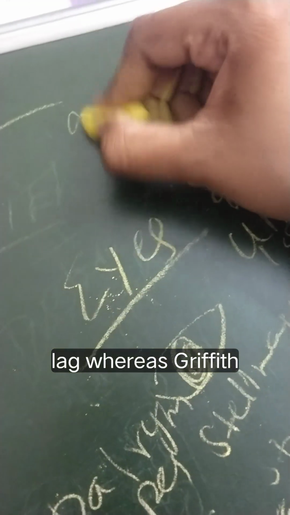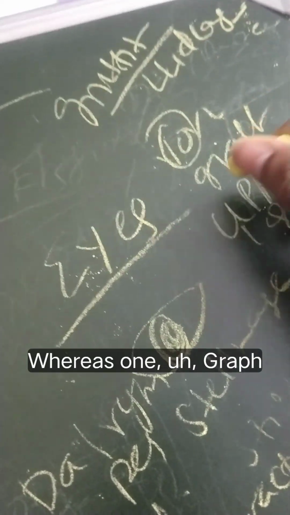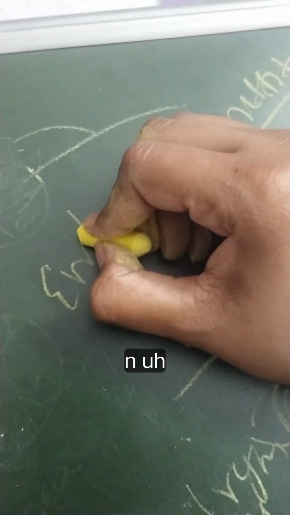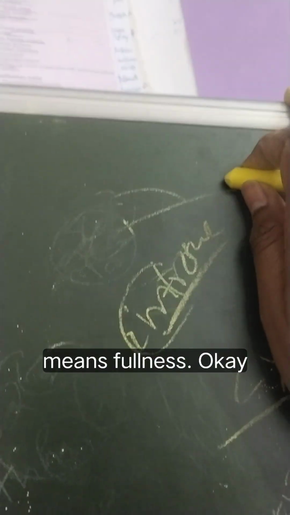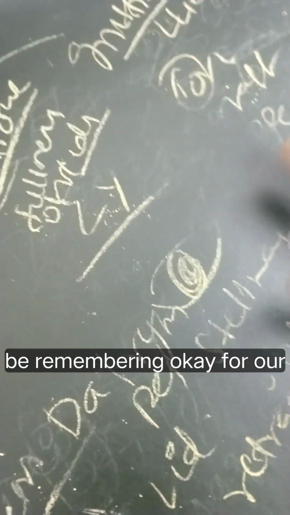And von Graefe's sign. Von Graefe's sign is V, you remember U, upper lid lag, whereas Griffith's is lower lid lag. Griffith's is lower lid lag, whereas von Graefe's is upper lid lag. And we will have Enroth's sign, which means fullness of the lids. These are the main signs of the eye we should remember for our exam. So these are the eye symptoms.